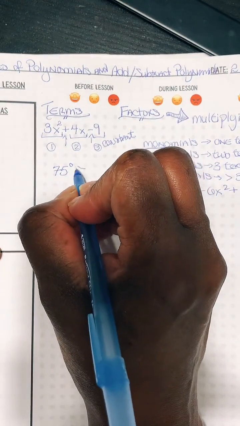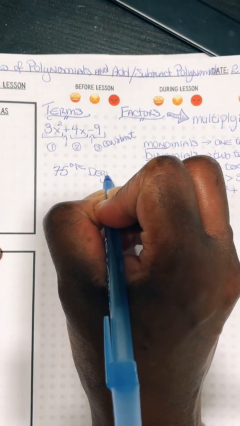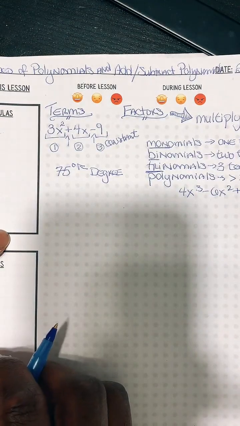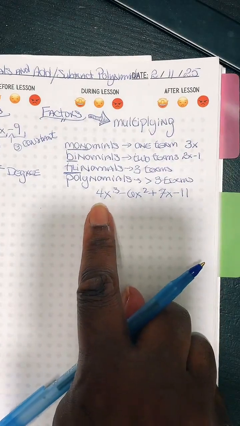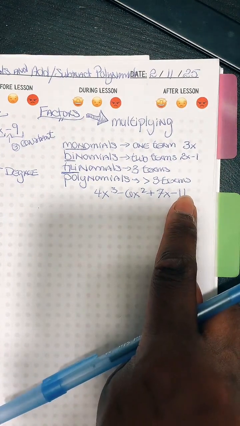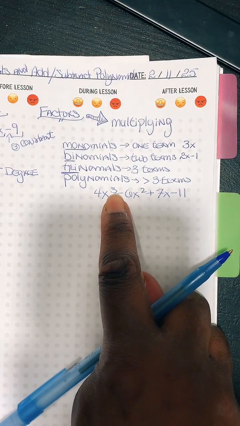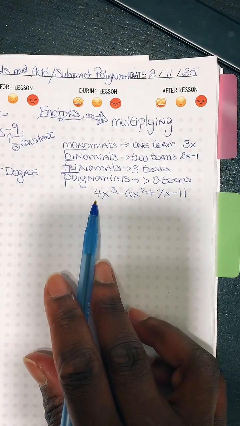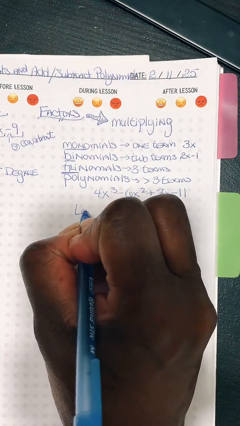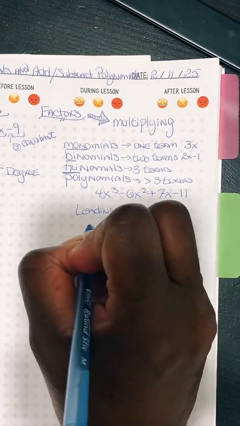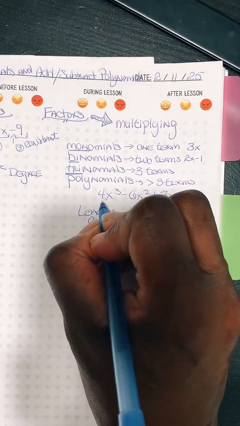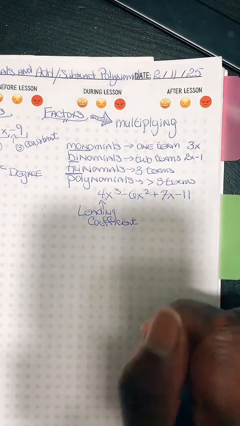So with this degree comes another term. The other one is called a leading coefficient. So if I may, I'm going to use my 4x cubed minus 6x squared plus 7x minus 11. My highest degree is my highest exponent, which is to the third power. The coefficient, which is usually the number that's in front of the variable, that with the highest degree is called my leading coefficient. So the coefficient is the number that's in front of the variable, but the leading coefficient is the one with the highest degree.